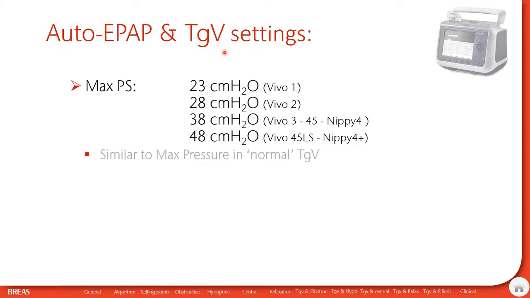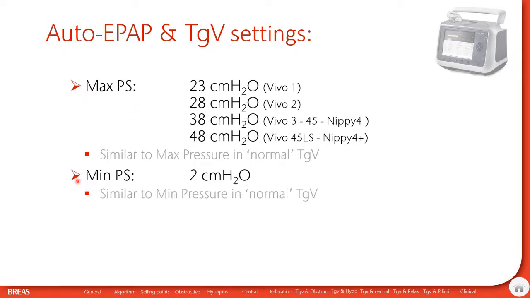Just as under normal target volume settings where we use a maximum and a minimum IPAP or maximum and minimum pressure, we will now apply the same rules, but the wording will change. We will not talk about actual IPAP or inspiratory pressure, but we will talk about a maximum pressure support and a minimum pressure support, where similar to the former slide, pressure support is the pressure applied above or on top of the actual EPAP.